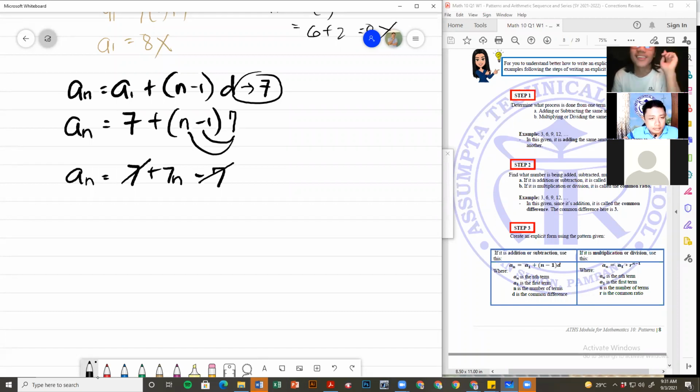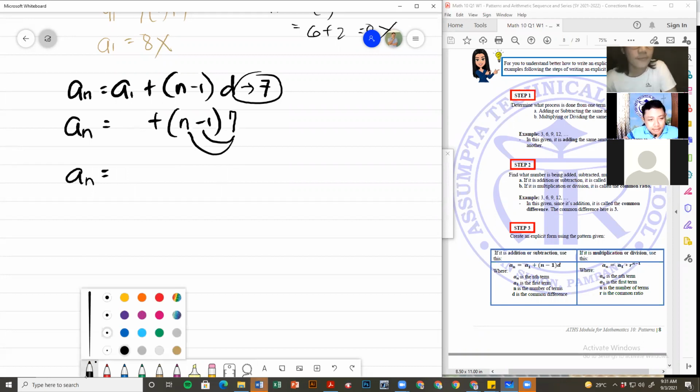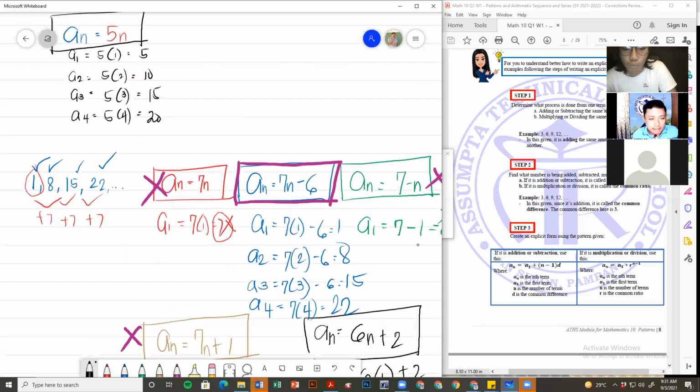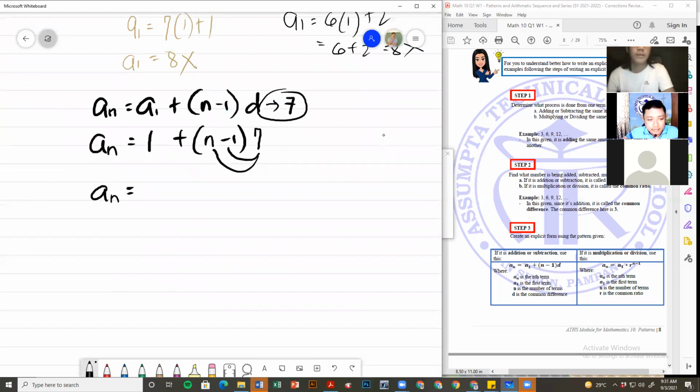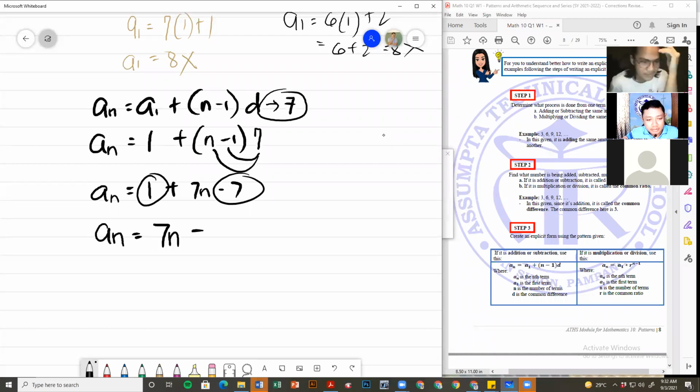Sir, the first term is 1 pala. Okay. The first term is 1. So the first term here is not 7, it is 1. Correct. Because look at the formula, the first term is 1. Okay? Very good. So, substitute. That becomes 1 plus 7n minus 7. Right? And then combine like terms. That becomes a sub n is equal to 7n minus 6.